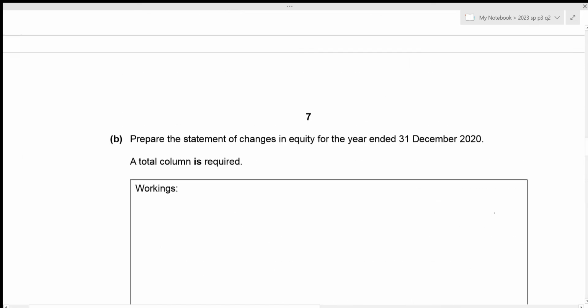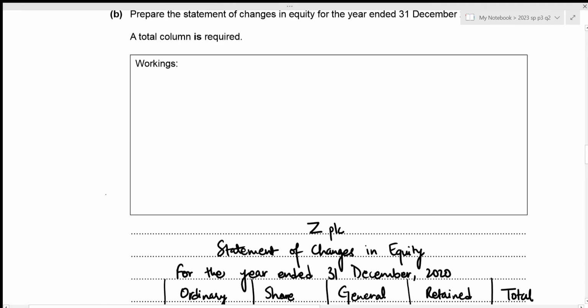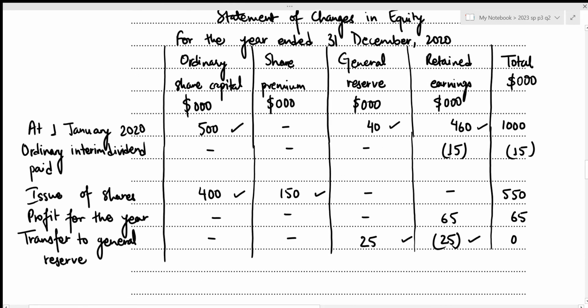Now let's have a look at the final information. A final dividend of 0.08 per share was proposed on all issued shares at 31st December 2020. So the key word here is proposed. We have not yet paid this final dividend of 0.08 per share, which means that our retained earnings is going to remain intact. This information should not be adjusted in our statement of changes in equity. This just means that we completed all of our items to be included in the statement of changes in equity.